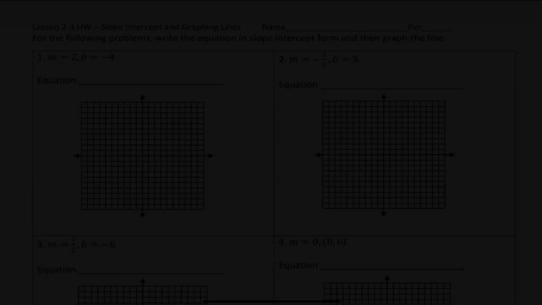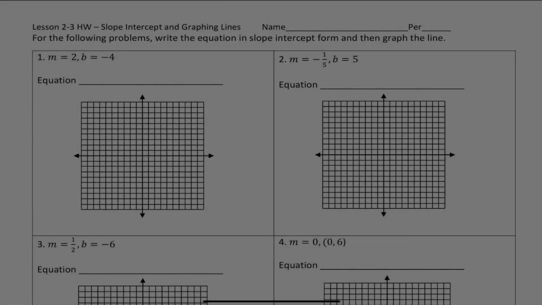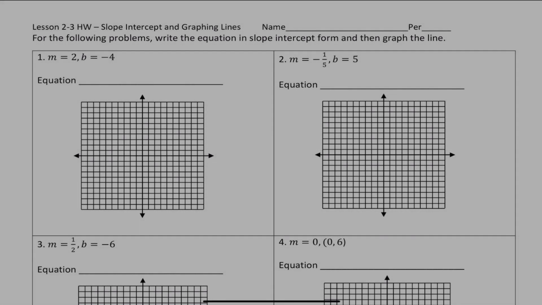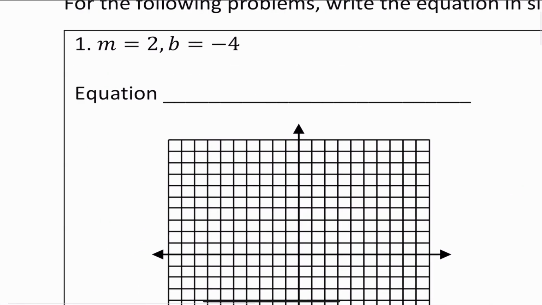Okay, so what I want to go ahead and do is go over the 2-3 homework assignment with you all today. So let's take a look at number 1. For the following problems, write the equation in slope-intercept form and then graph the line. So I have m is equal to 2, b is equal to -4.